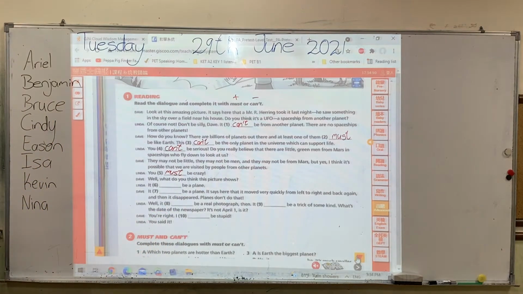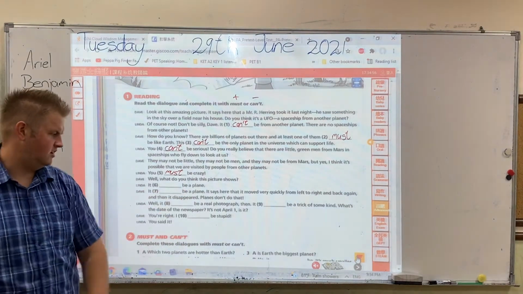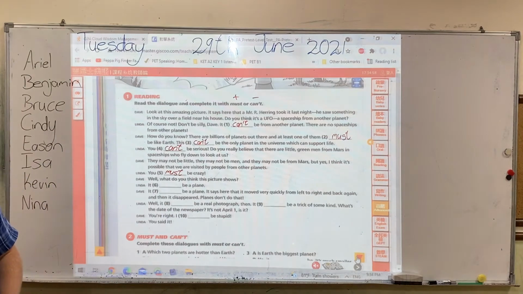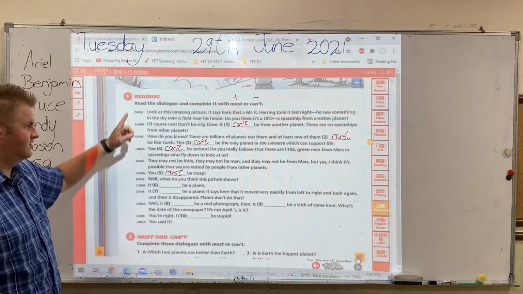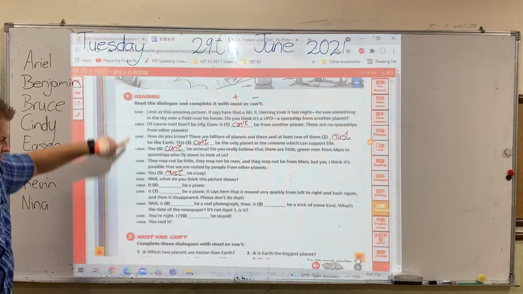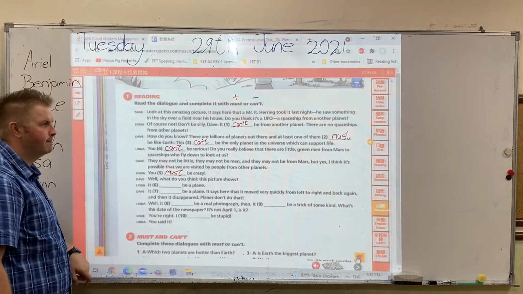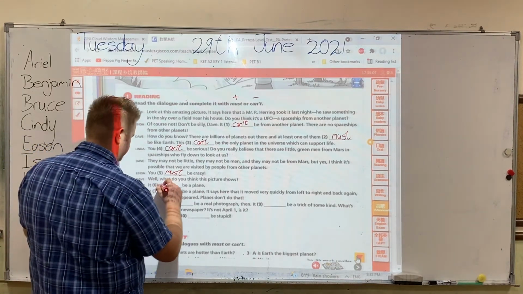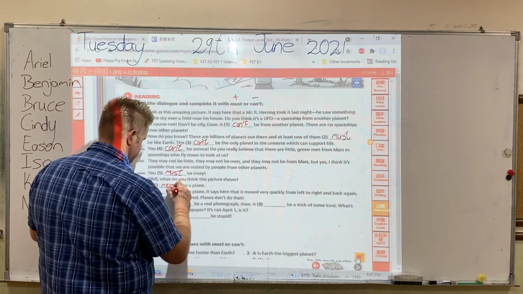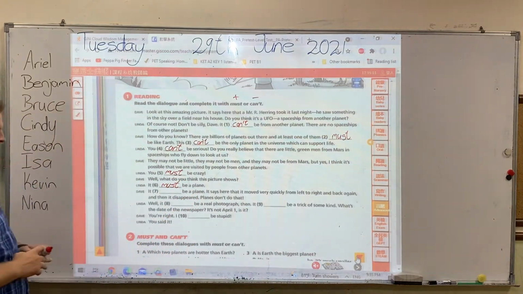Well, what do you think this picture shows? It must be a plane. So Linda doesn't think it's a UFO, so she thinks it must be a plane. It must be a plane.